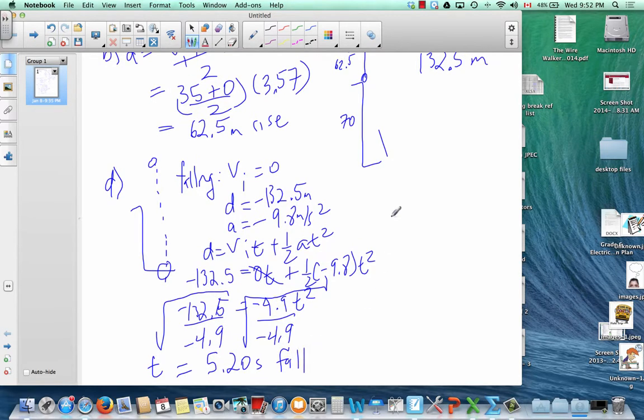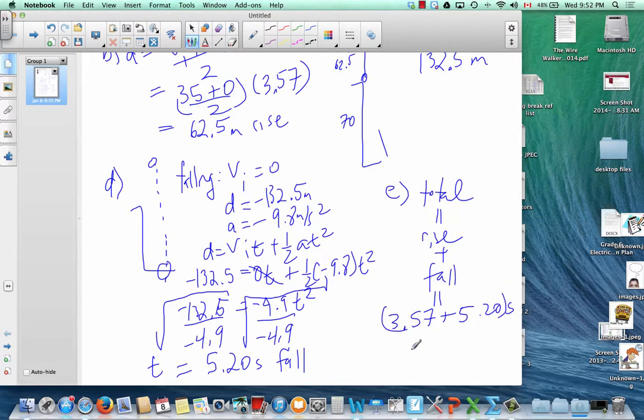So now the total flight is just the rise time plus the fall time. So we had 3.57 seconds plus 5.20 seconds. And so that is 8.77 seconds in the air. And so that concludes the projectile motion.